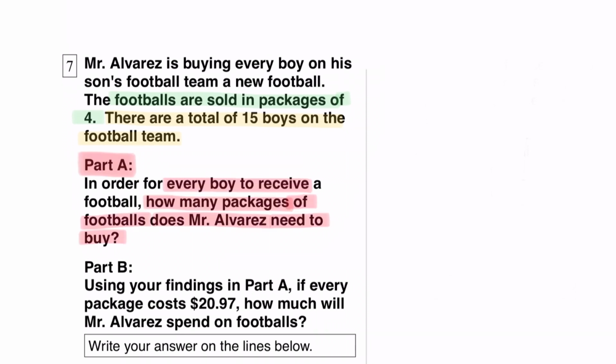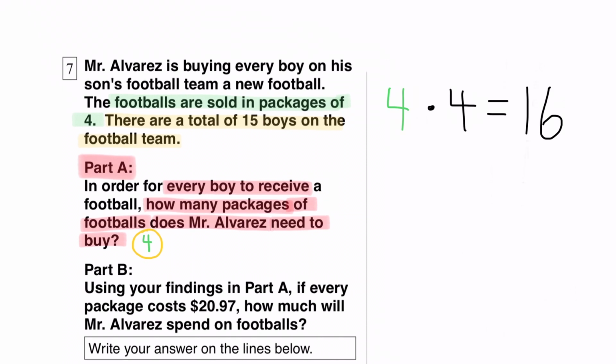Part A. In order for every boy to receive a football, how many packages of footballs does Mr. Alvarez need to buy? Since there's 15 boys on the football team, he'll need to buy at least 15 footballs. But footballs are sold in packages of 4. 4 times 4 is 16, so if he bought 4 packages of 4, he'd have 16 footballs, which would be enough for every boy on the team. He'd even have one left over for himself.